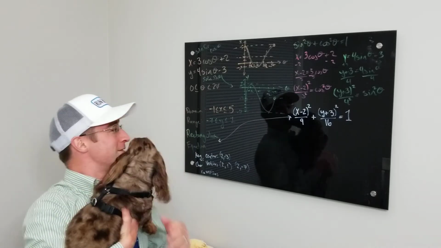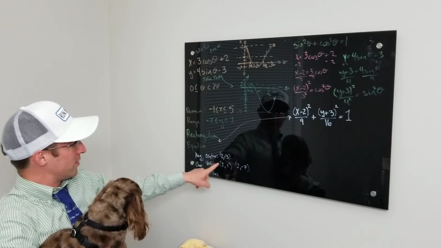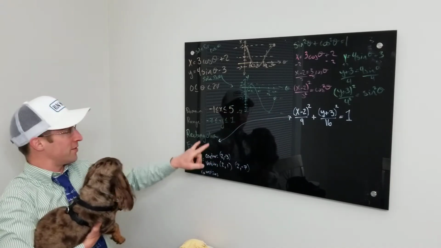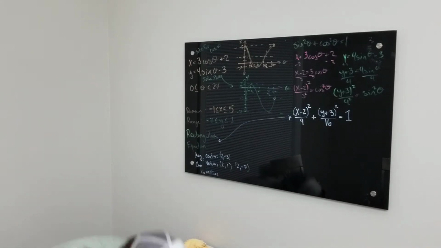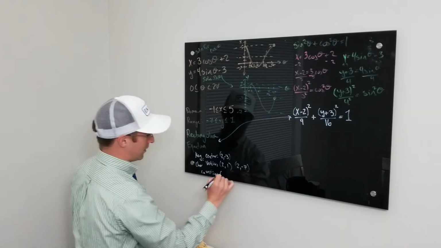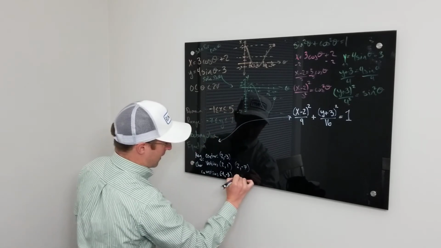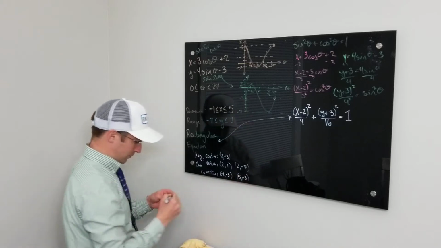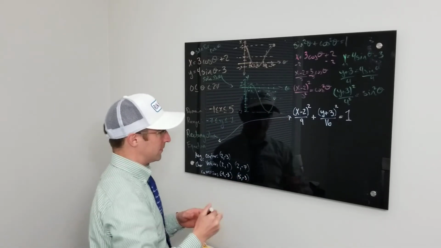Okay, so the co-vertices are going to be 3 right or left from the center. So that 2 is going to go plus 3, minus 3. That's going to give us our -1 or +5 from our domain. So we get -1, -3, and we get 5, -3. And then we can grab the foci later in a moment.